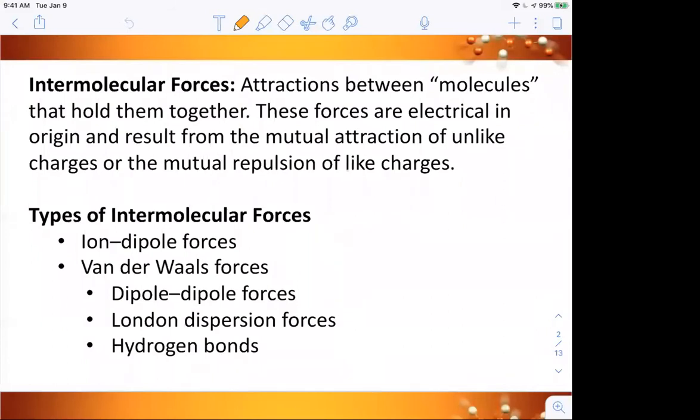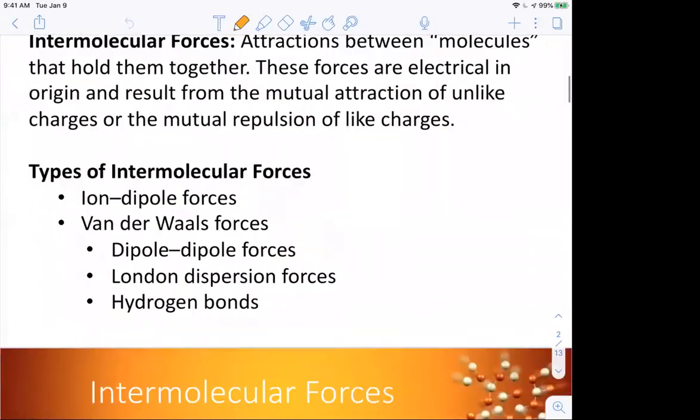We have ion dipole forces, and as described, those would be interactions between ions and then molecules that have dipoles. We have a grouping called van der Waals forces, which include dipole-dipole forces, London dispersion forces, and also hydrogen bonds. So these are the types of intermolecular forces that we need to know a little bit about and that we're going to use in order to assess organic chemical structures and figure out what kind of physical properties we might be able to expect in any particular type of molecule.